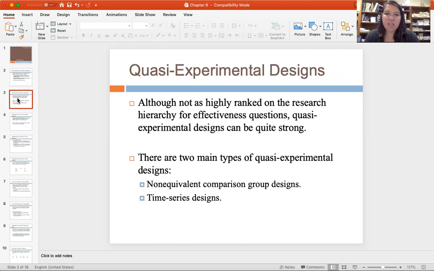So quasi-experimental designs are not as highly ranked in the research hierarchy as true experimental designs with random assignment, but they can still be quite strong. There are two different types of quasi-experimental designs: non-equivalent comparison group designs, and time series designs.